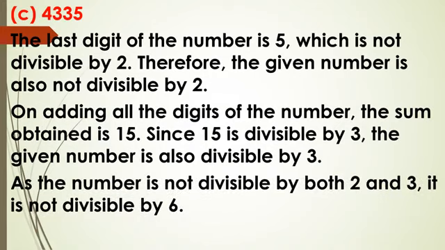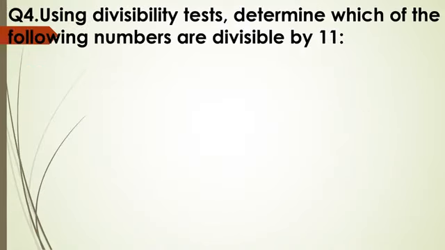Now let's move to question number 4. Using divisibility test, determine which of the following numbers are divisible by 11. For 11, the rule is find out the sum of all odd place digits, find out the sum of even place digits, and then you have to find out their difference. Odd place digits are ones, 100, 10,000.